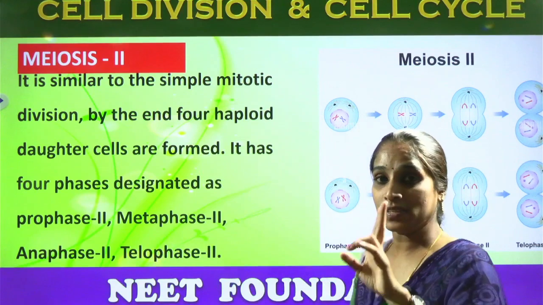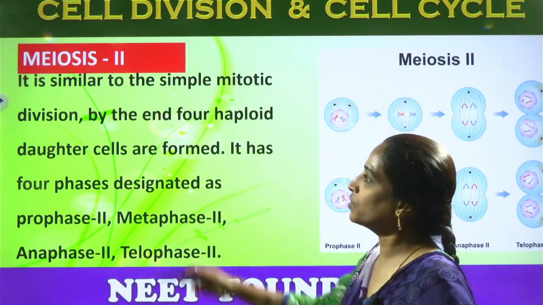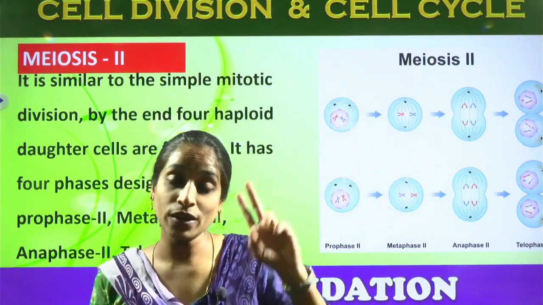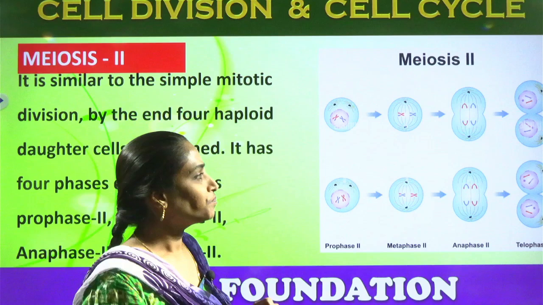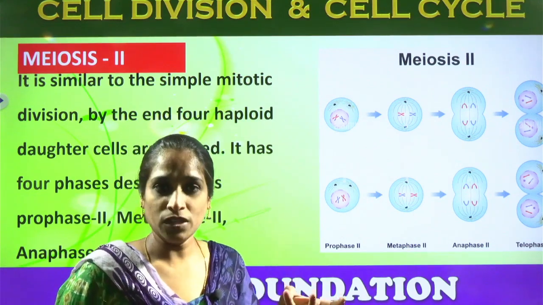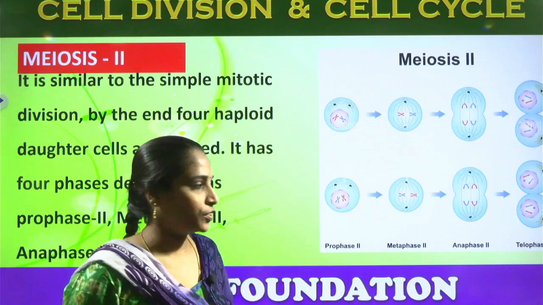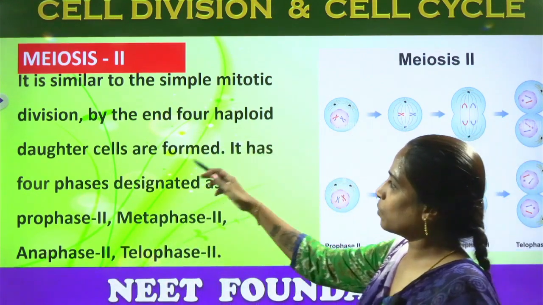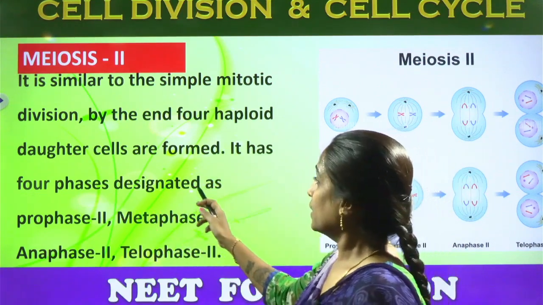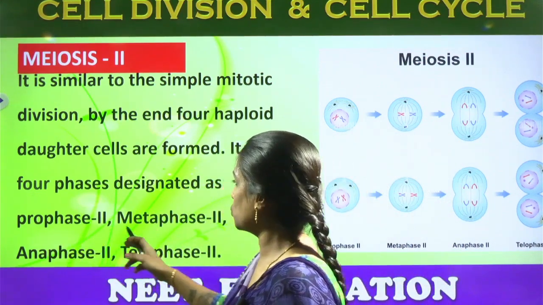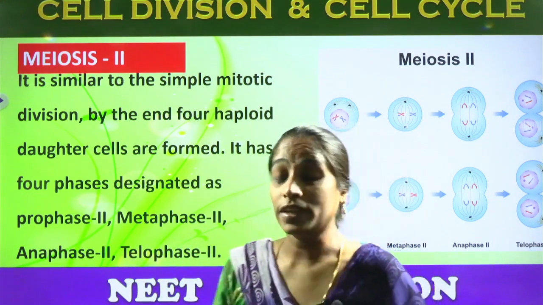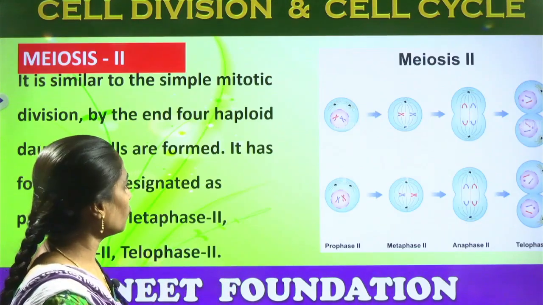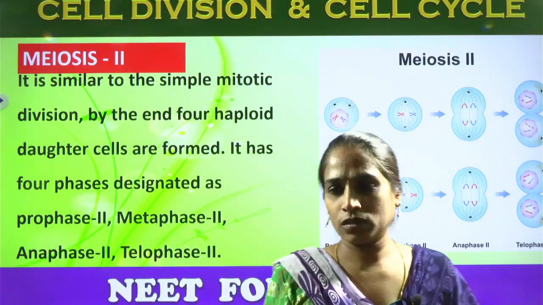And now let us see the second stage of meiotic cell division, meiosis 2. It is exactly similar to mitosis. What happens in mitosis? Prophase, metaphase, anaphase and telophase. Here it also occurs the same way. By the end, four haploid daughter cells are formed, and the stages are designated as prophase 2, metaphase 2, anaphase 2 and telophase 2. Let us see in detail what happens in each stage. I will give a brief explanation.